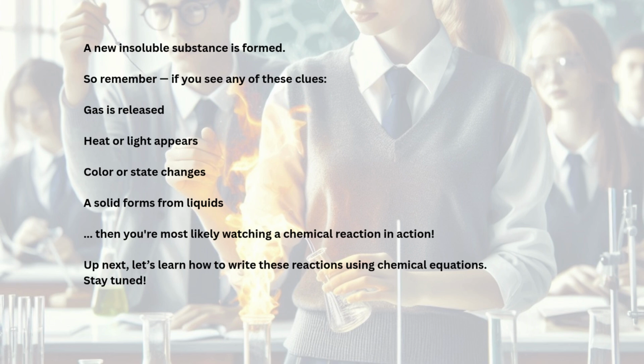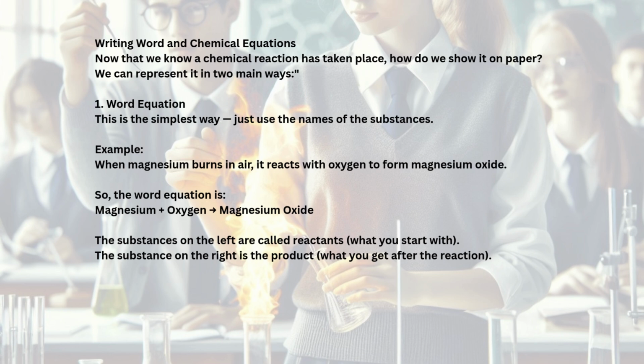Stay tuned. Writing word and chemical equations. Alright learners, now that we know a chemical reaction has taken place, how do we show it on paper? We can represent it in two main ways. Word equation. This is the simplest way, just use the names of the substances.